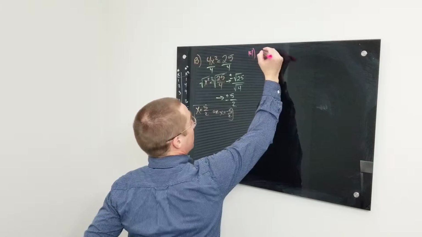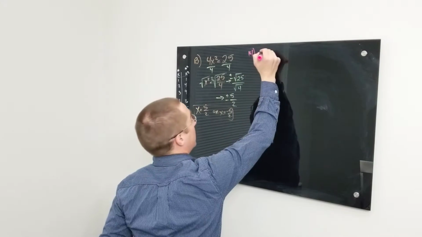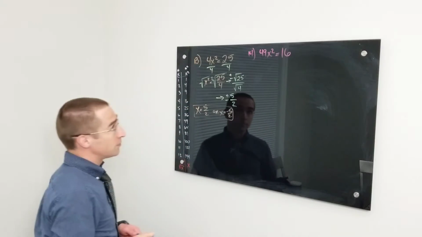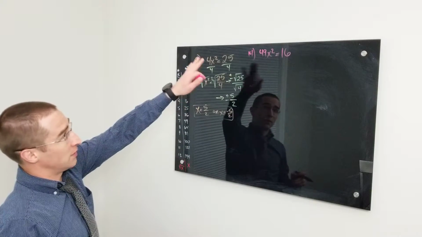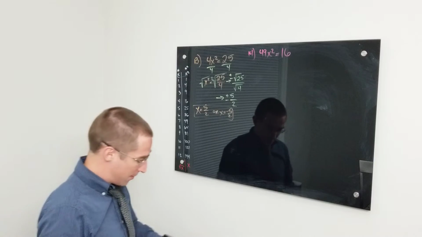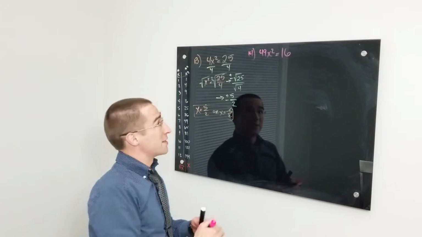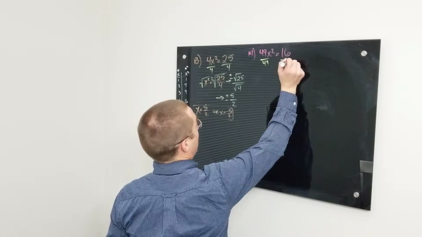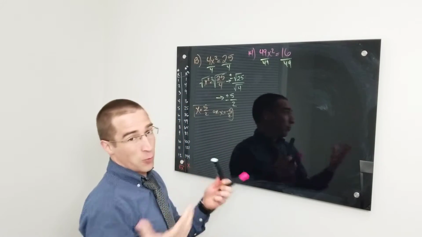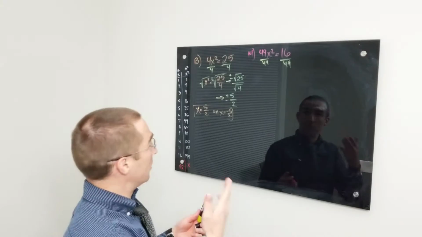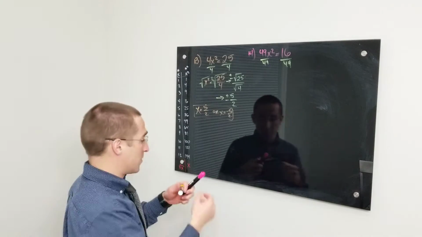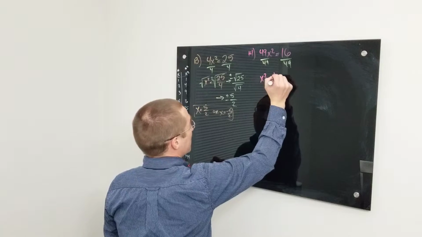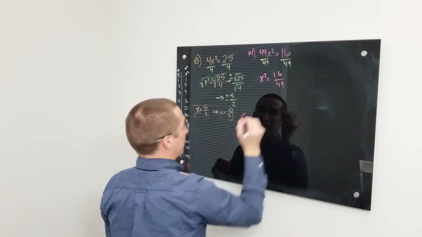We've got 49x squared equals 16. Just like this one, here it's a number times x squared equals a number. We want to get the x squared by itself, so we divide by 49 on each side. 49 doesn't go into 16 a nice number of times, so we just leave it as a fraction. X squared equals 16 over 49.